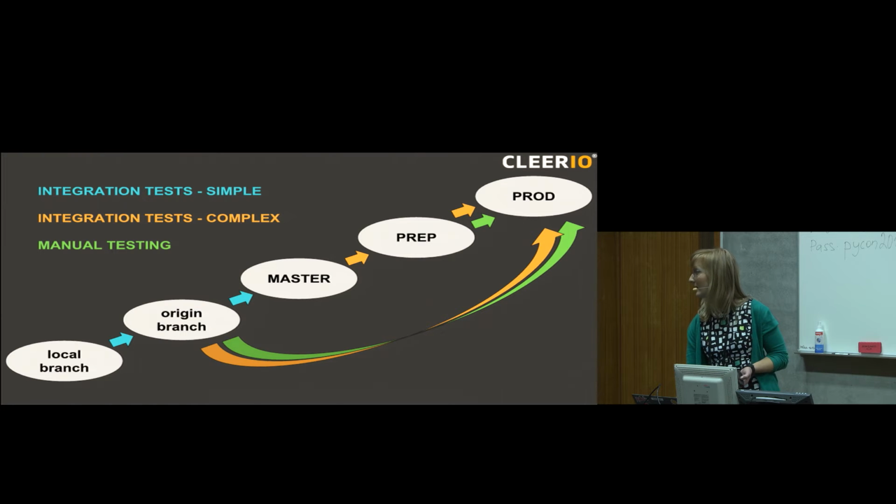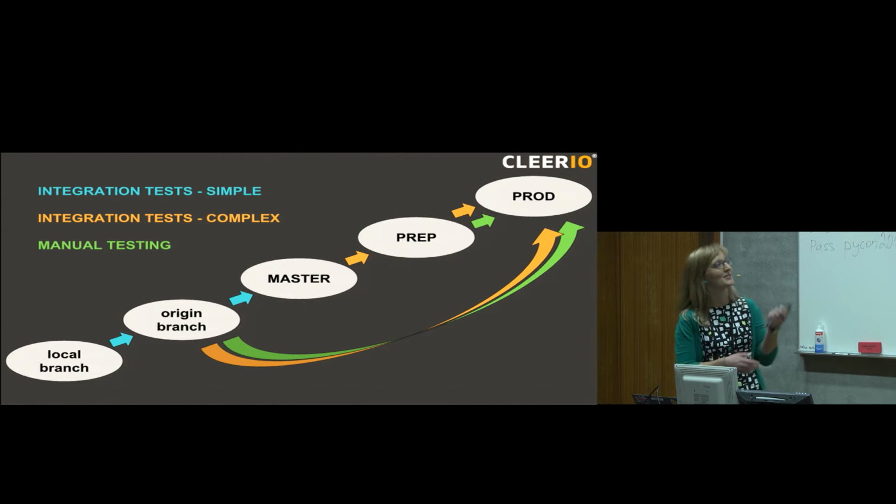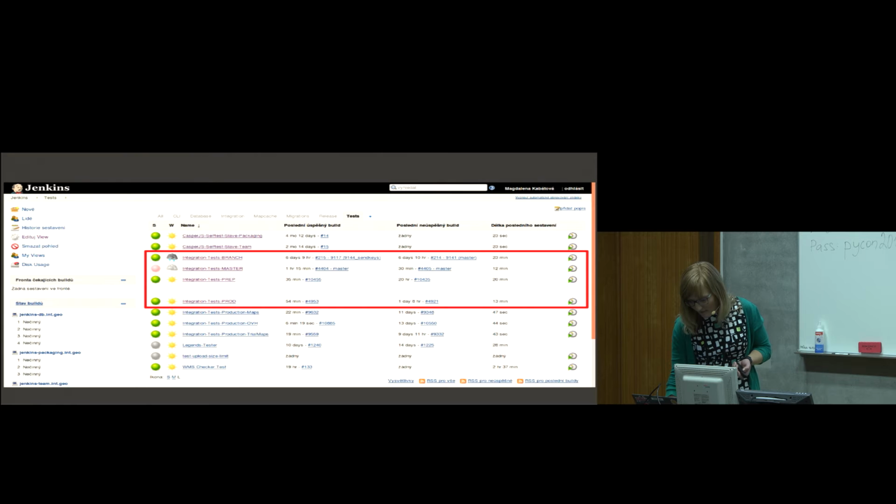What are these long lines? It's the green manual testing and integration testing. Yeah, this is hotfix. Sometimes it still happens that we have some bug, of course, on production. So the long lines, it's hotfix. So if something goes directly from origin branch to production, then you have to do complex test and manual testing.